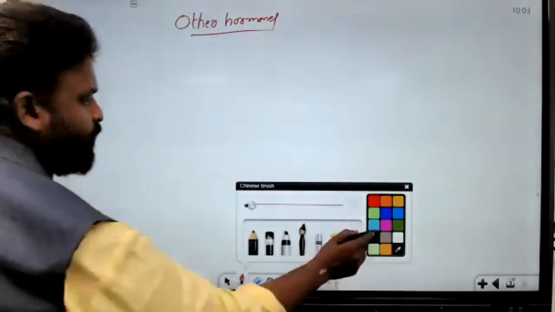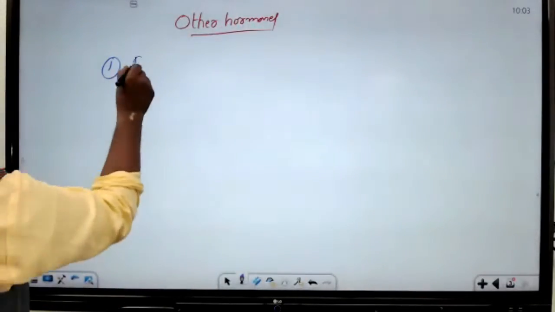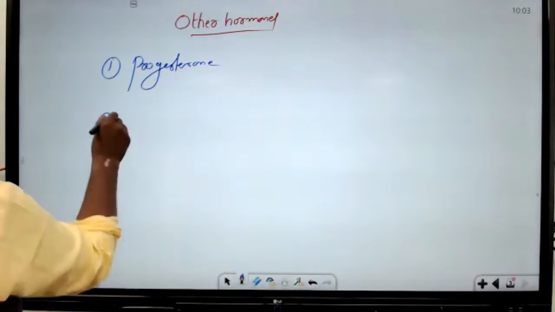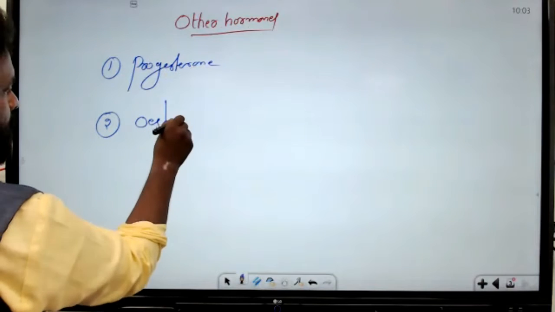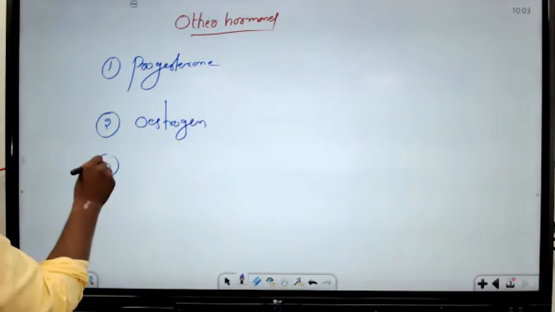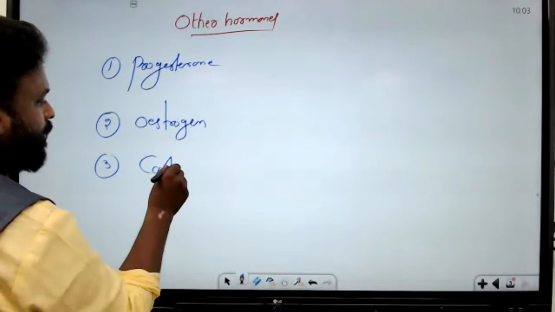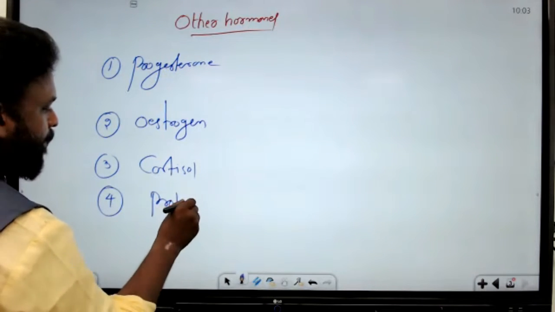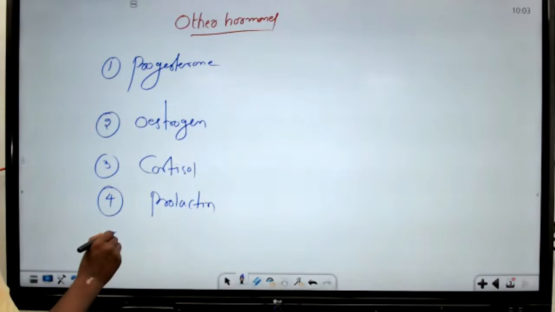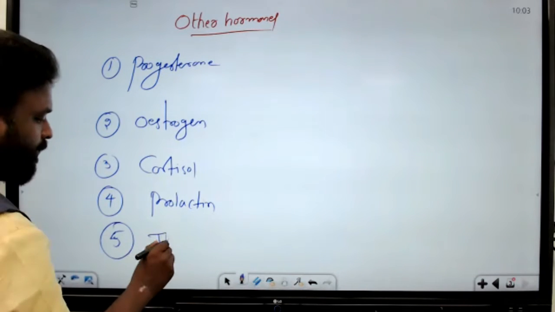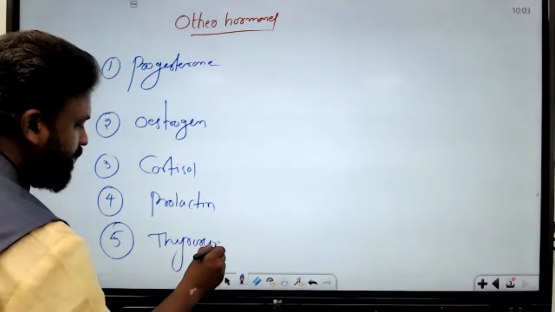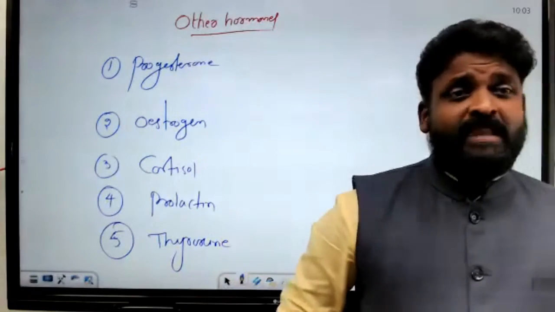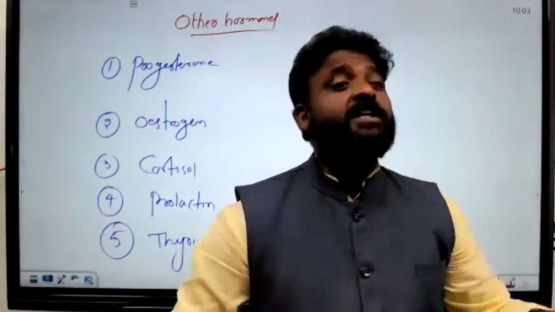What are those? The first one, as usual, what is it? Progesterone. Second one, what? Estrogen. And the remaining 3, you know what? The first one is cortisol, prolactin, and thyroxine. Prolactin and what? Thyroxine. Does anyone remember one thing? Hypothyroidism in pregnant women leads to cretinism, thyroid dwarf. What are the functions of them?